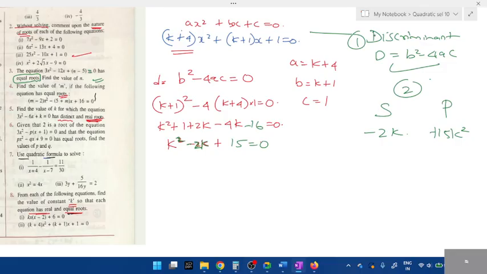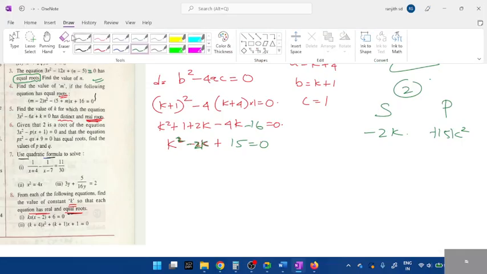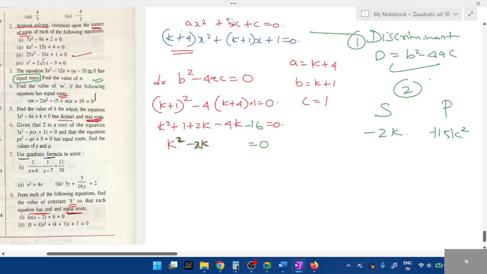Sorry, again I made a mistake. Yes, minus 15 students. Minus 15. Okay, complete it later. If it is minus 15, I'll quickly write here minus. So what's the combination you get? Minus 5, plus 3, right? Plus 3k minus 5k minus 15 is equal to 0.